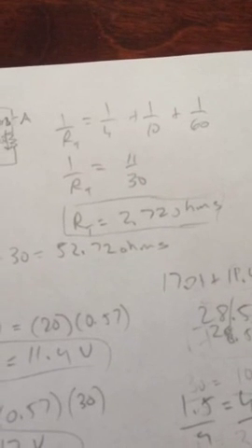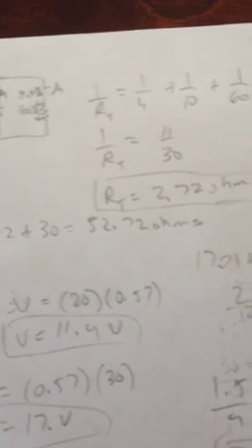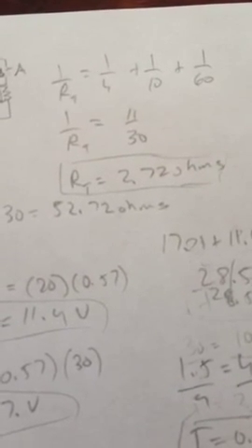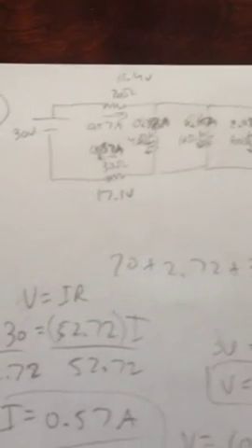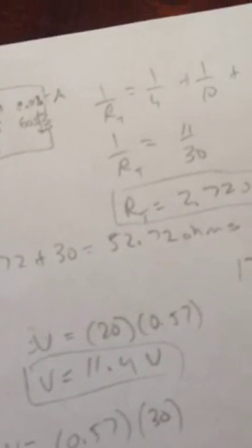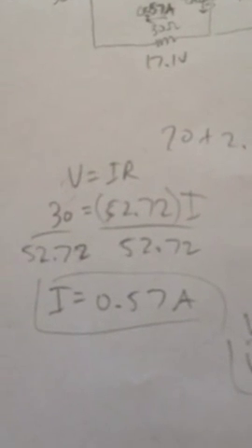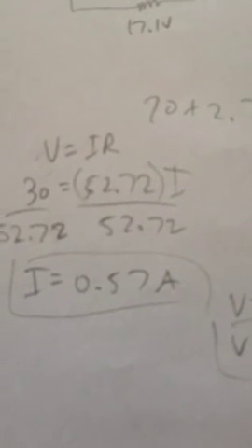What you do is 1 over RT equals 1 over 4 plus 1 over 10 plus 1 over 60. Then you get 1 over RT equals 11 over 30, and RT equals 2.72 ohms. Then you add that to 20 and 30, which is 52.72 ohms. Then you do Ohm's law, V equals IR. So we found the total current is 0.57 amps.